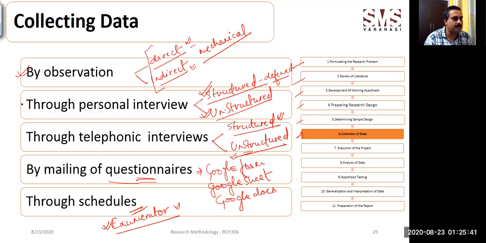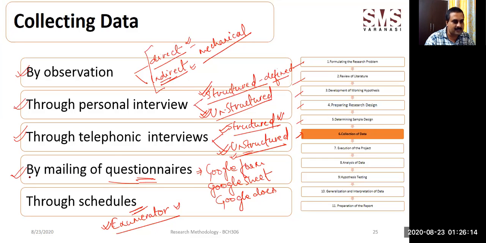First, by observation. An observation can be made through two ways: direct observation or indirect observation, and indirect observations are going to be called disguised observation. Second part is through personal interview. Personal interview can be segregated into two parts: structured personal interview and unstructured personal interview. Third one is telephonic interview. Telephonic interview can also be divided into two parts, structured and unstructured.